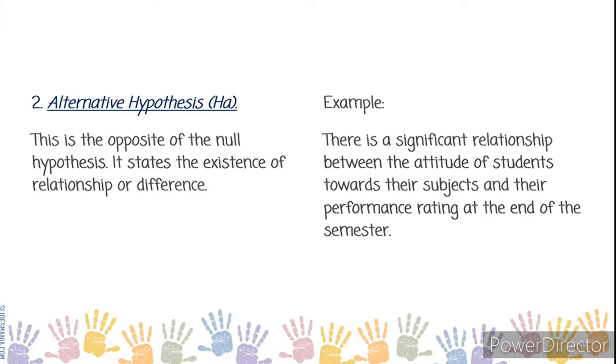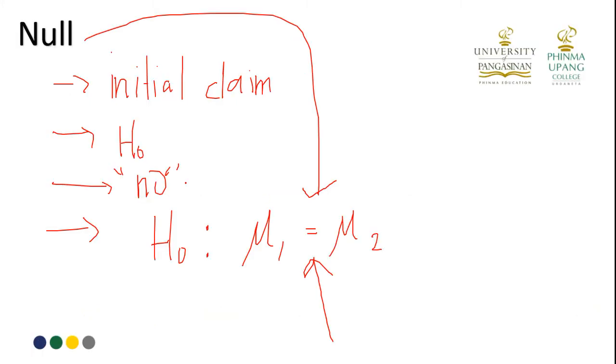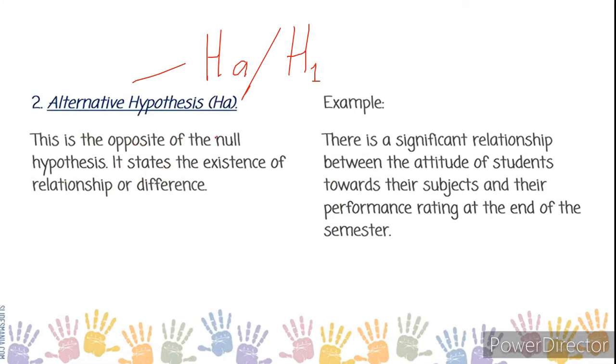Next, yung second type of hypothesis, that is the alternative. Nagko-contradict siya sa una, no? Kanina, H0 siya. Ngayon naman, HA. Sa ibang book, tinatawag siyang H1, kasi yung una is H tapos may zero. Dito naman, it could be an HA or H1. That is the symbol for alternative hypothesis. From your module, sabi niya, this is the opposite of the null, which is true. It states the existence of relationship or difference.